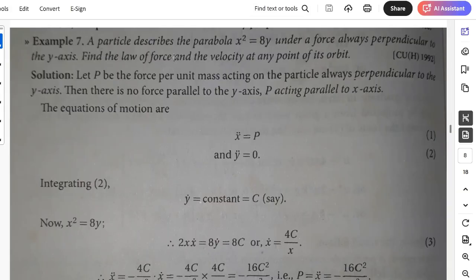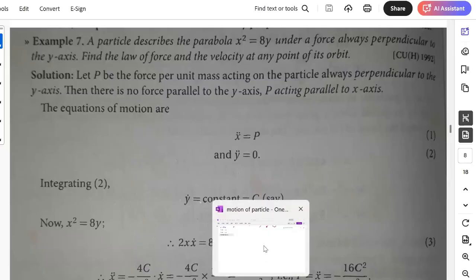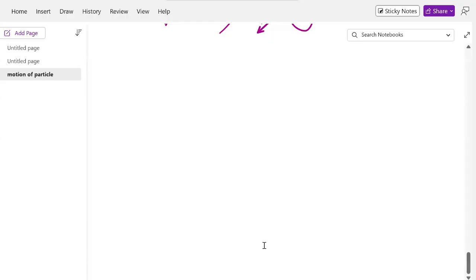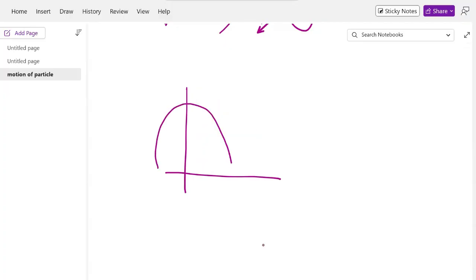So what it is saying is that the force is unknown to us. Only it is given that it is perpendicular to the y-axis. We know nothing about its magnitude, and it is given that the trajectory is known. So that is the thing, the trajectory is a parabola. So we know that in the 2D plane our particle is moving something like this, and I make it a bit more precise.